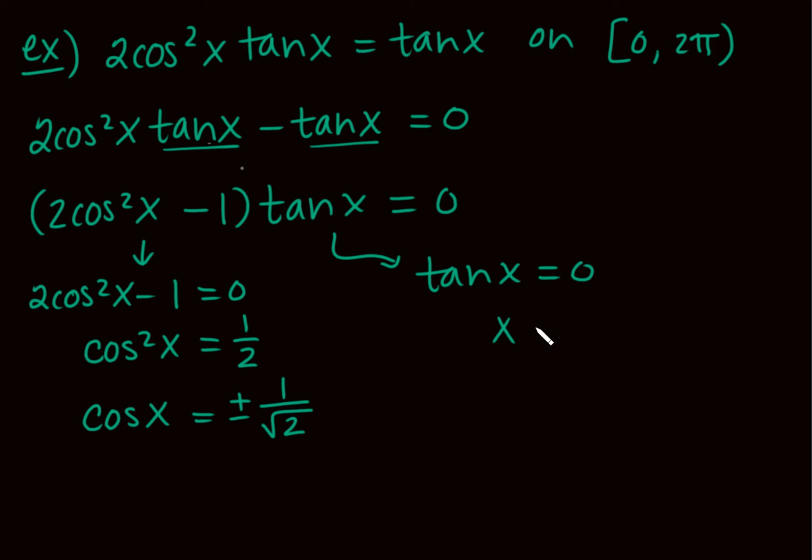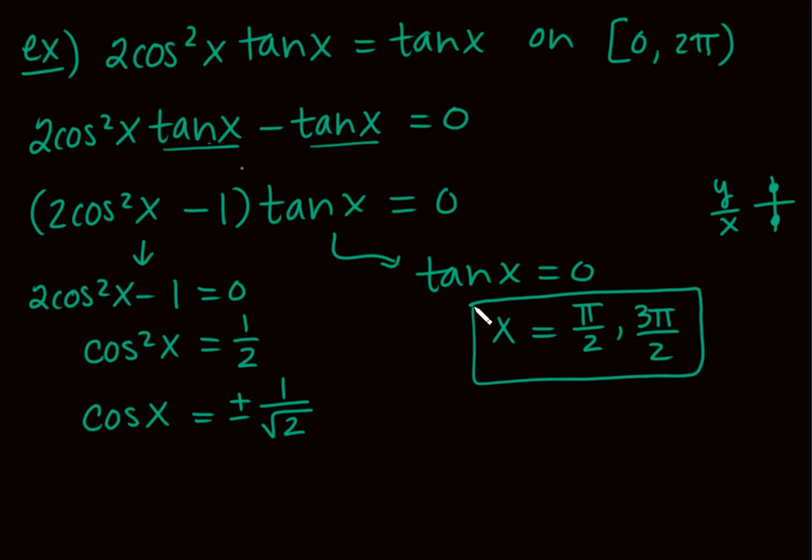Over here, where is tangent 0? So remember tangent is y over x. So tangent is going to be 0 wherever y is 0. So that's on the y-axis. Oh, shoot, what did I just do? Oh my goodness. You're probably yelling at the computer. That's fine. All right, so where is this 0? It'll be pi over 2 and 3 pi over 2. That's simple enough. So there are 2 of my solutions there for x on the interval 0 to 2 pi.